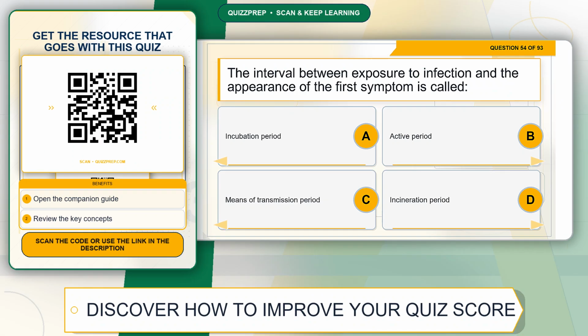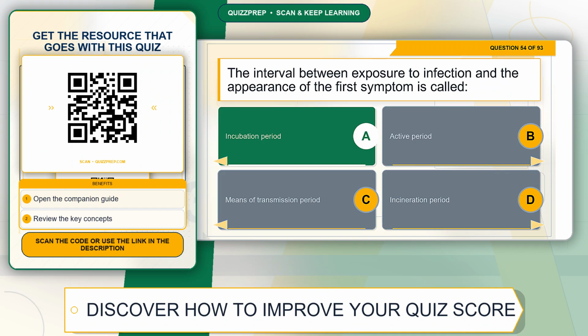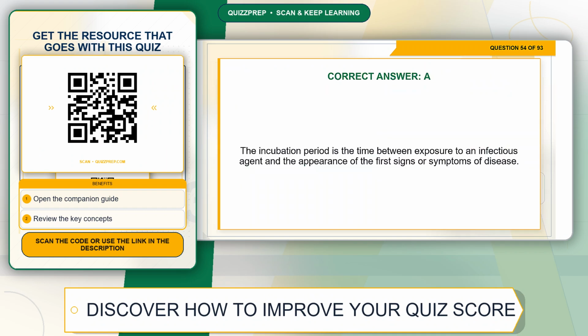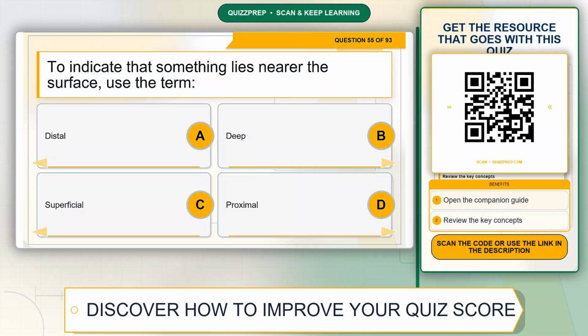Question 54. The interval between exposure to infection and the appearance of the first symptom is called: Option A, incubation period. Option B, active period. Option C, means of transmission period. Option D, incineration period. The correct answer is option A, incubation period. Explanation. The incubation period is the time between exposure to an infectious agent and the appearance of the first signs or symptoms of disease.